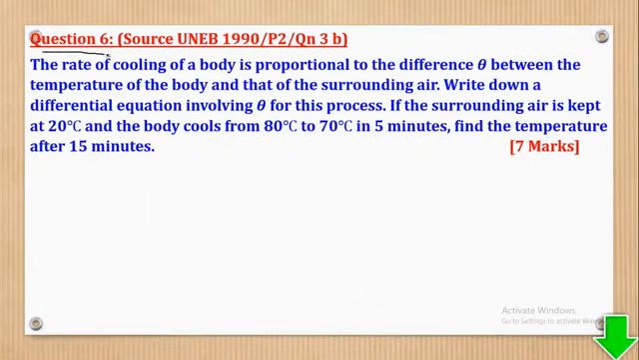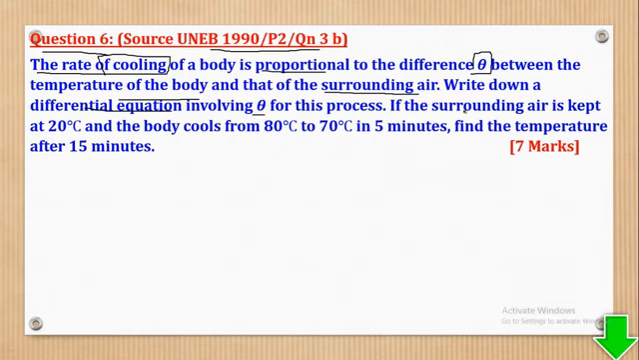So now we shall go to question 6. Question 6 came from UNEB 1990, paper 2, question 3b, and says the rate of cooling of a body is proportional to the difference theta. So now theta no longer denotes temperature of a body, but denotes the difference between the temperature of the body and that of the surrounding air. Write down a differential equation involving theta for this process.